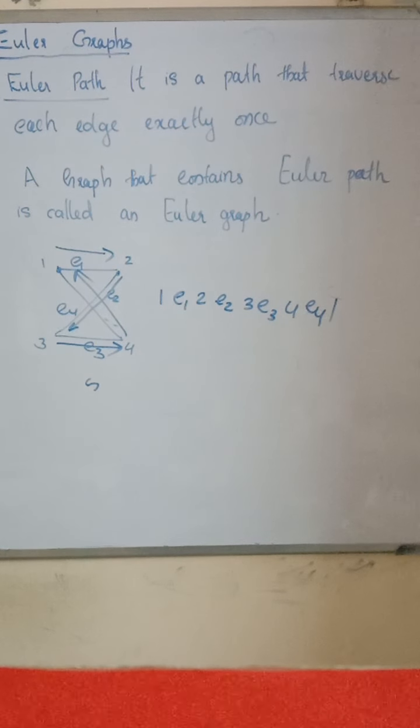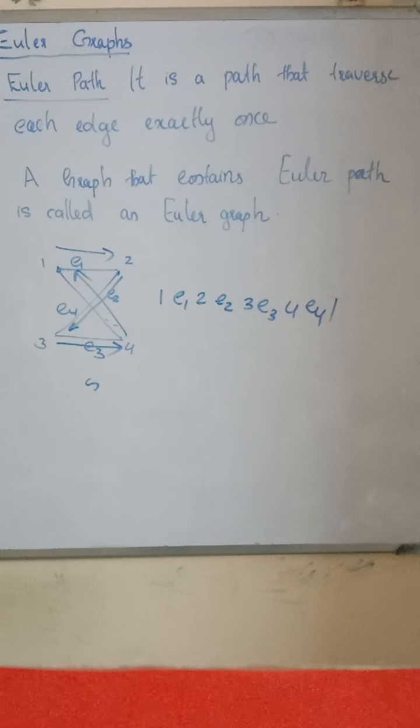An Euler graph is always connected because an Euler path contains all the edges of the graph exactly once. Therefore, an Euler graph is always connected.